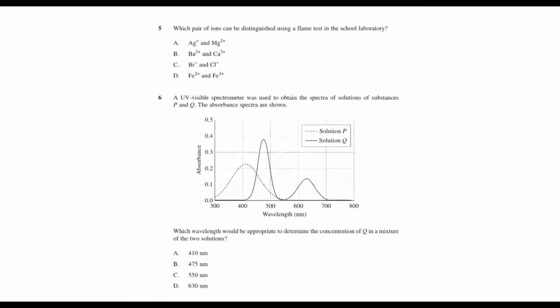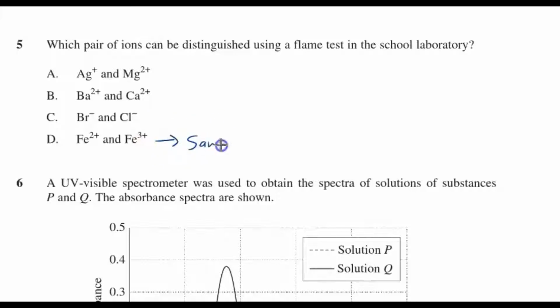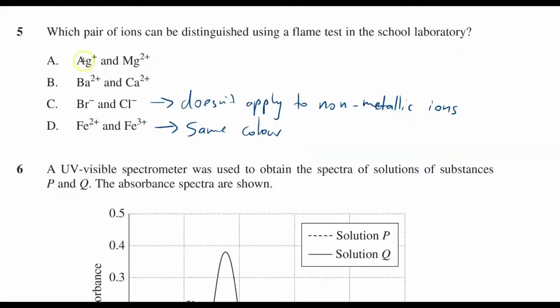The next page has questions 5 and 6. Question 5 asks, which pair of ions can be distinguished using a flame test in the school laboratory? We can eliminate the options to see which is possible. Option D is just the same element in 2 ionic forms. This would produce the same spectrum. Option C is also not the answer, as flame tests are only run on metal ions. In option A, the silver ion cannot be tested via the flame test, similar to other low reactivity metals like gold and platinum.